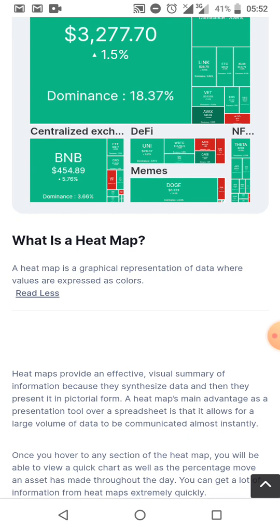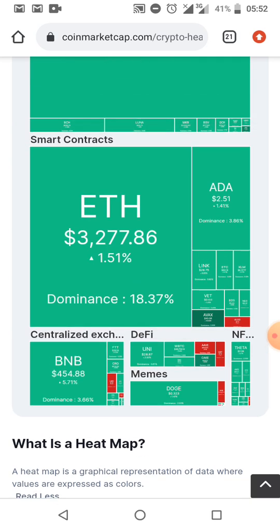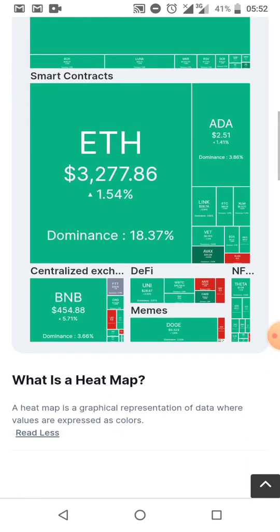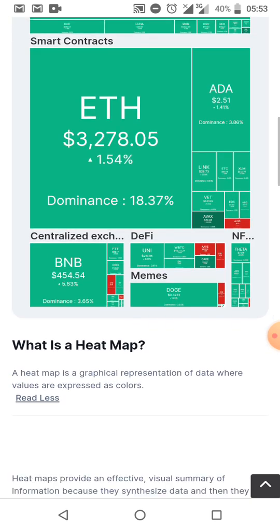The heat map is a graphical representation of data where values are expressed as colors. The ones represented in red show a downfall, a low performance, meaning the price is falling. The ones with prices that are green mean the coin is doing perfectly okay. There's a 5% increase for BNB, while Ethereum has a 1.54 increase. So it shows that the coin is thriving well.